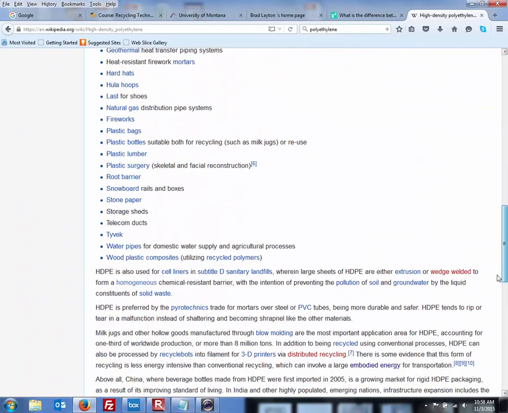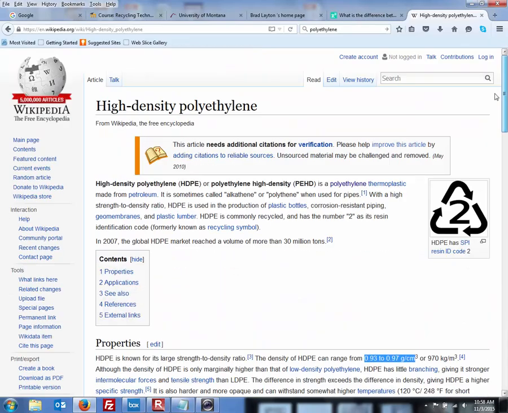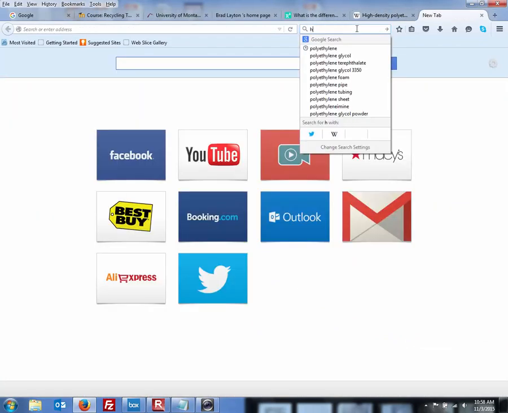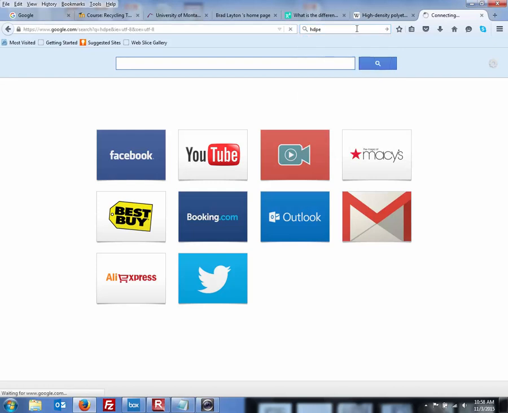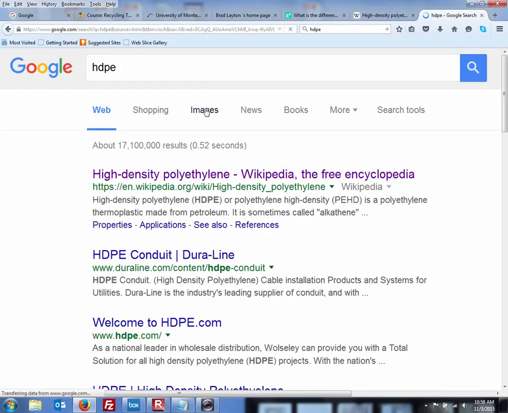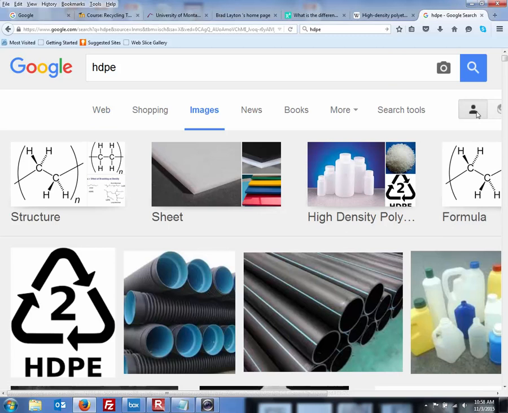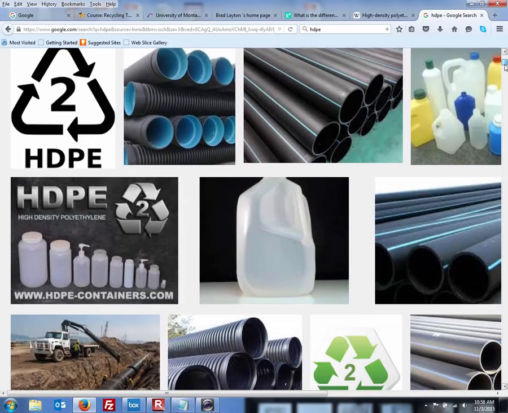Let's see if we can't. I want to get a nice image on the HDPE molecule.